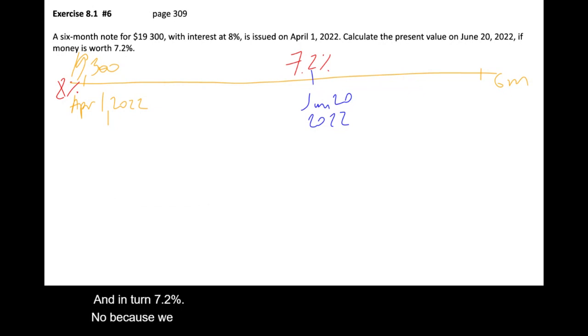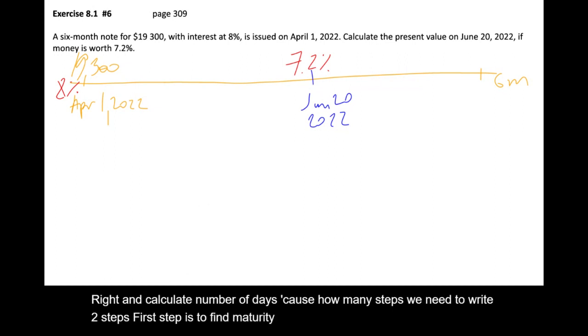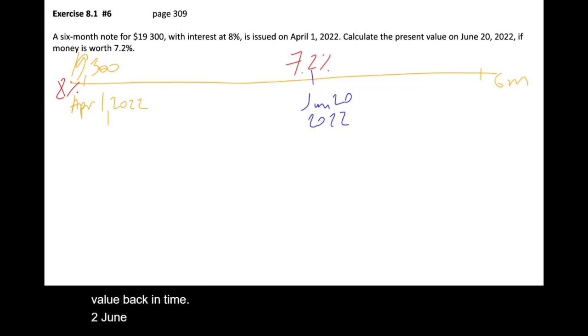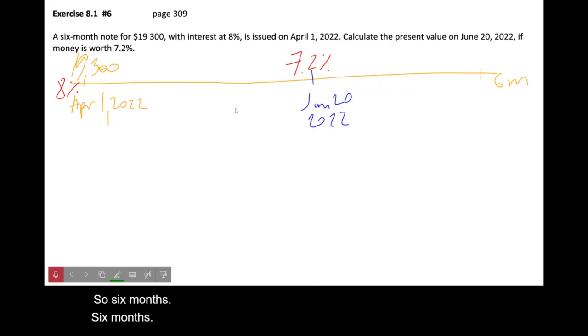Now, because we have a time in months, we need to find maturity date and calculate number of days, because how many steps we need? 2 steps. First step is to find maturity value, and second step is to take this value back in time to June 20th. So 6 months. Present value, it's step 2.